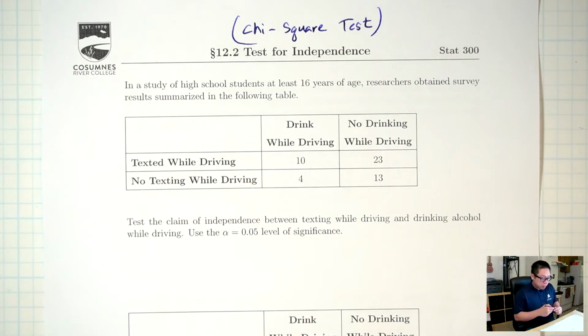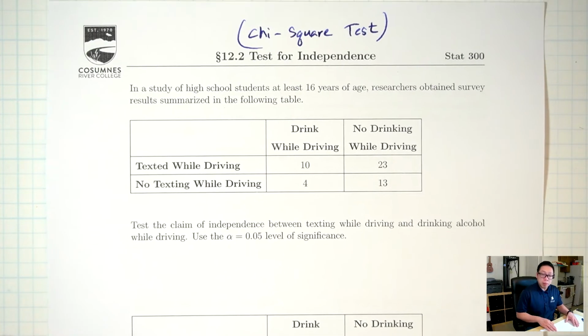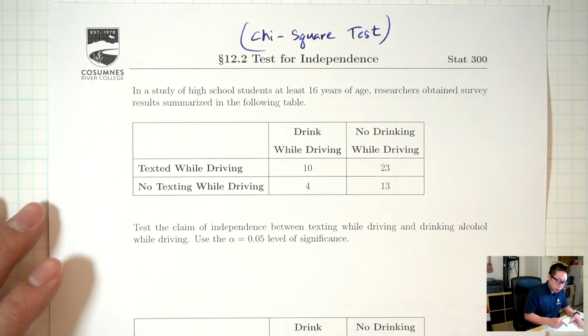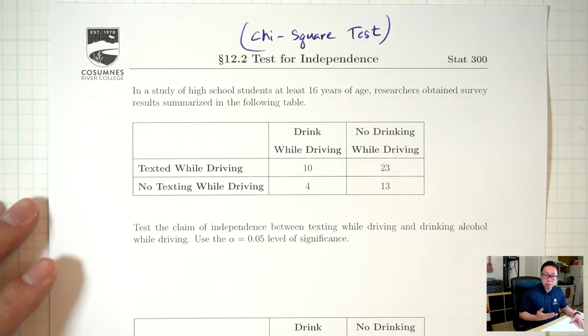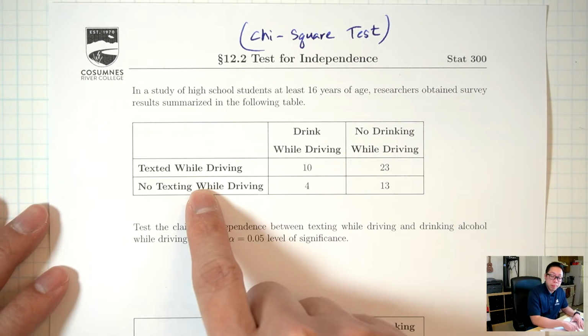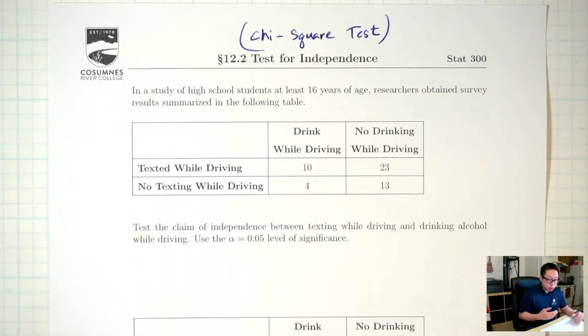So let's take a look at the situation here. In a study of high school students at least 16 years of age, researchers obtained survey results summarized in the following table. Now, this is going to be a chi-square test because the numbers here represent counts. They're counting how many people are in certain categories. And the difference between today versus what we talked about last time is that we have two sets of categories here. We're actually asking people two things.